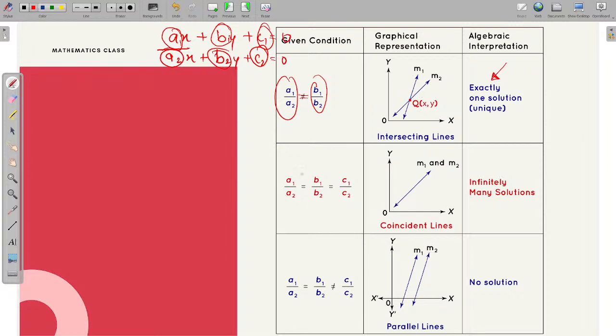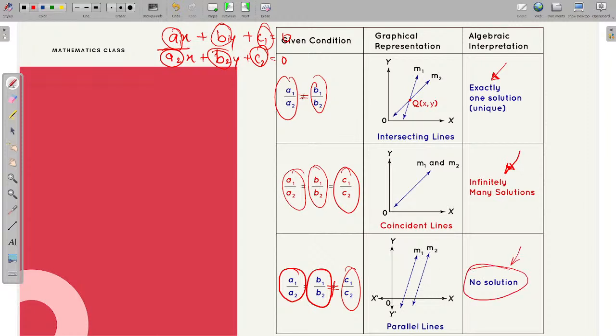Fine. In the second type, if a1 upon a2 is equal to b1 upon b2 and that is also equal to c1 upon c2, then those lines are overlapping, basically coincident lines. And in this condition, you guessed it right, it has infinitely many solutions. Got it? Clear? Good. Now the third and last condition is when a1 upon a2 is equal to b1 upon b2, but that is not equal to c1 upon c2. In this condition, the lines are parallel and there is no solution at all.